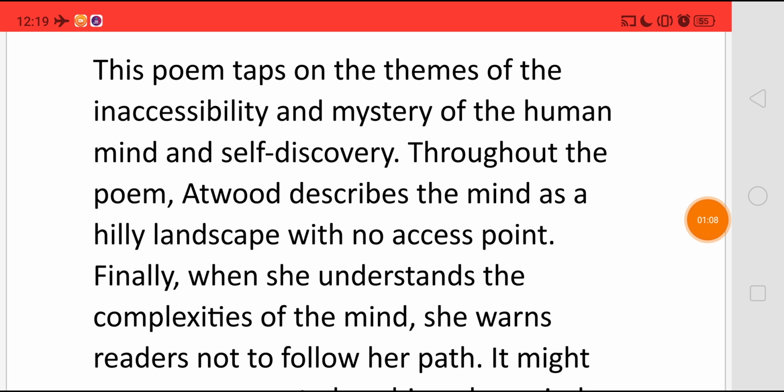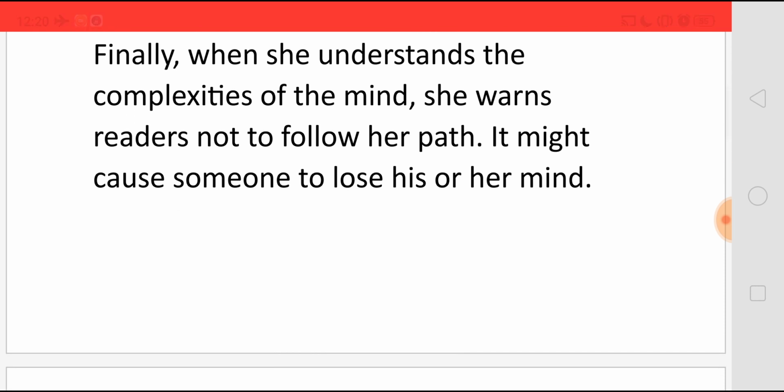Throughout the poem, we find that Atwood describes the mind as a hilly landscape. And the best part is there is no access point. That is, you will not know in which route to go. Finally, when she understands the complexities of the mind, she warns her readers not to follow her path because it might cause someone to lose his or her mind.